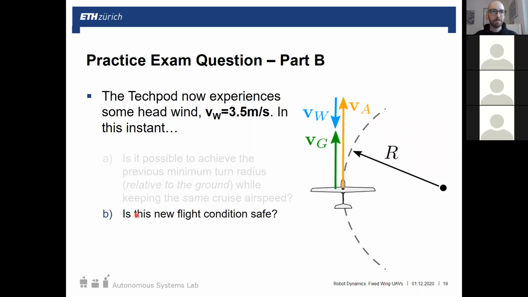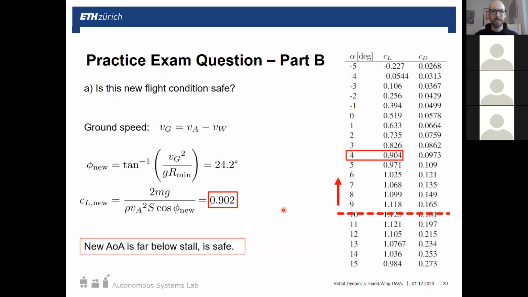Once again, I think it's a good bet to assume that this question will be on your exam somewhere. The flight condition, is it safe? Back to this part B, is it safe? And probably you already know the answer. Our stall angle and our CL max is down here at the dotted line. We already saw that we reduced our angle of attack to 4 degrees, which is far below stall, so we're safe. It's totally okay.